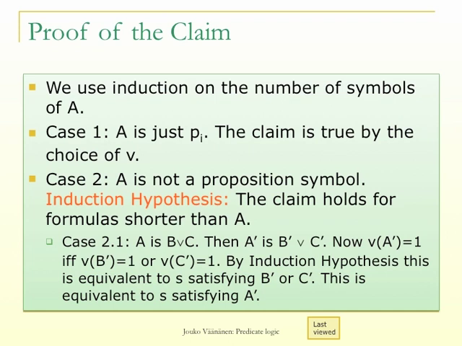Now we can infer as follows. V(A prime) is 1 by the truth definition of disjunction if and only if V(B prime) is 1 or V(C prime) is 1. By induction hypothesis, this is equivalent to S satisfying B prime or C prime, and this is equivalent to S satisfying A prime, as we wanted.